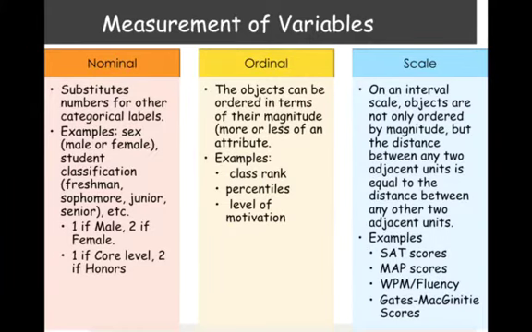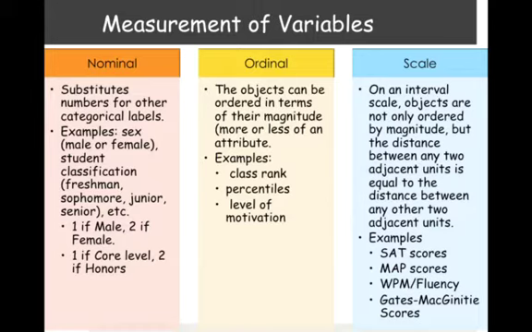And then we measure these variables on 3 different levels. So there are nominal variables, and those are things that are categorical. For example, gender, student classification, things like that. We can put a number on it, but it's either 1 or 2, or 1, 2, or 3, or 1, 2, 3, or 4.